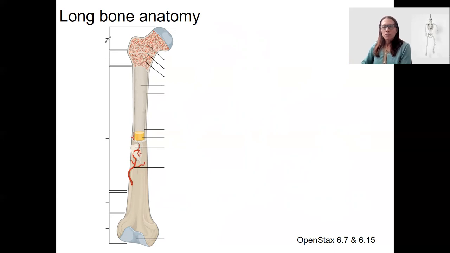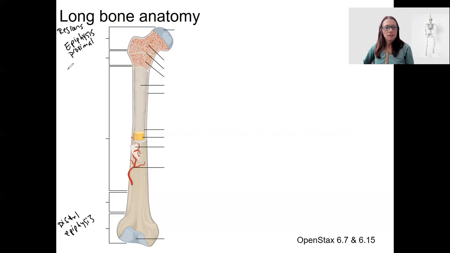So first of all, we've got regions of the bone. We've got an epiphysis, which means on top of. And this is the proximal epiphysis because it is the end that's near the axial skeleton, near the attachment point. This would be the head. You can see that, right? This is actually the humerus. This is the one that's close to the body, the proximal epiphysis. Epi means on top of. So this is going to be the distal epiphysis.